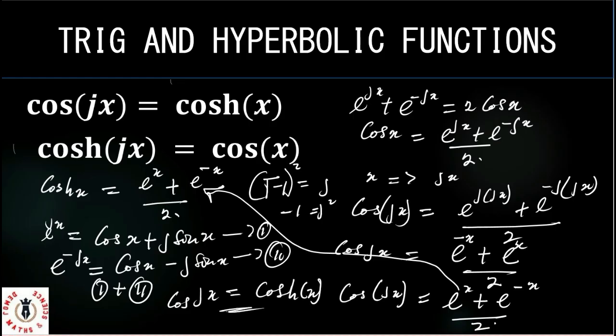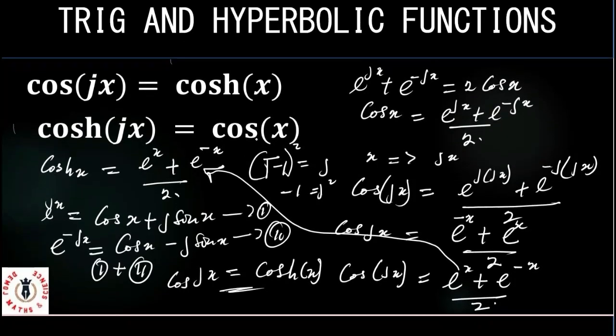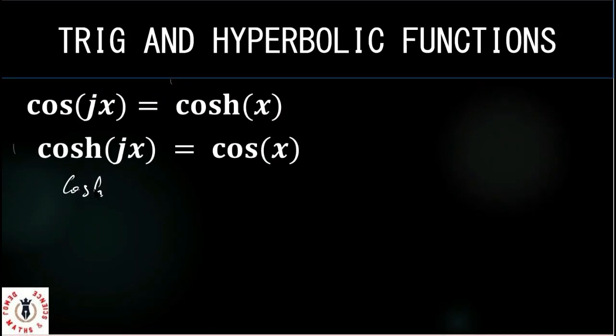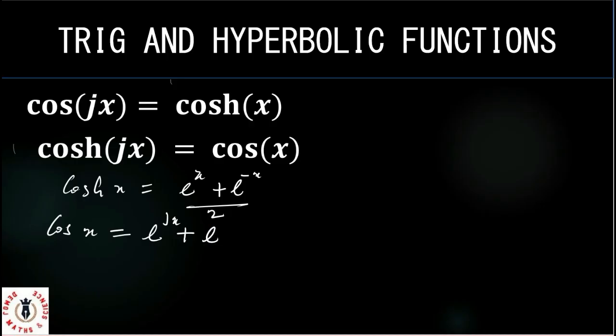Now let's look at it the other way around, with the cosh of x now being equal to the cos of jx. Initially, we established that the cosh of x is the same thing as e raised to the power of x plus e raised to the power of minus x over 2. And we also established that the cos of x is the same thing as e raised to the power of jx plus e raised to the power of minus jx over 2. Now, this is my equation 1.